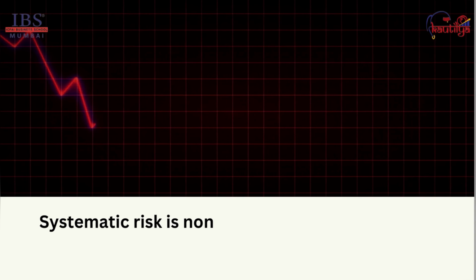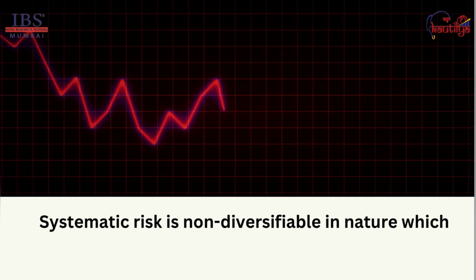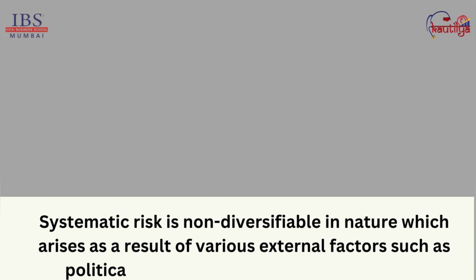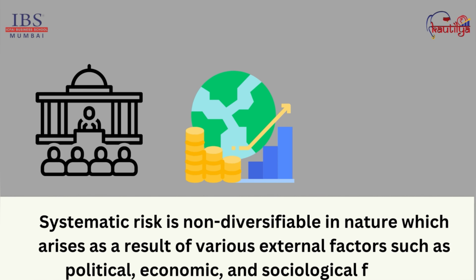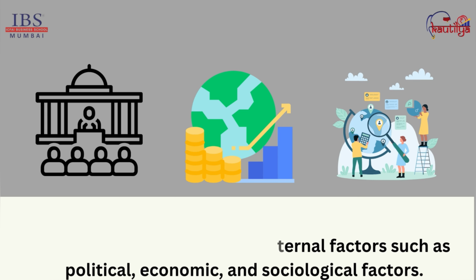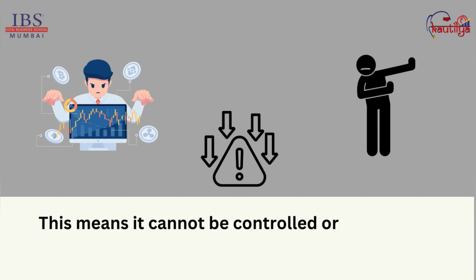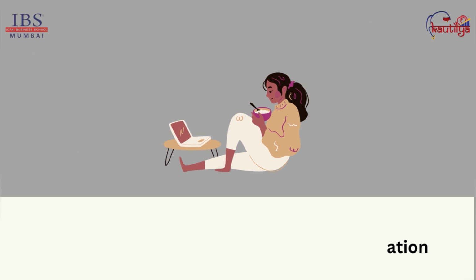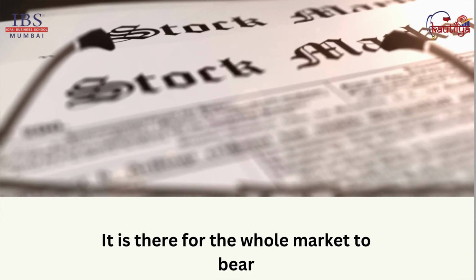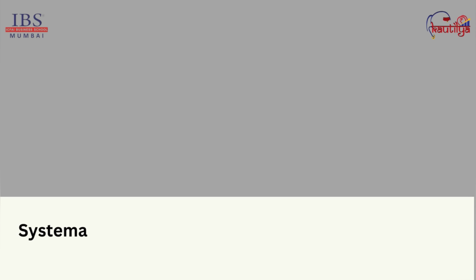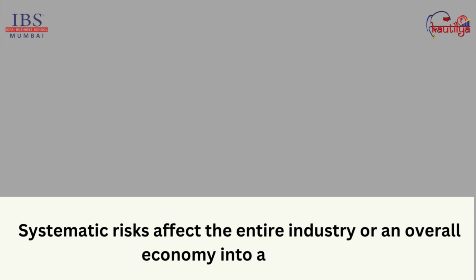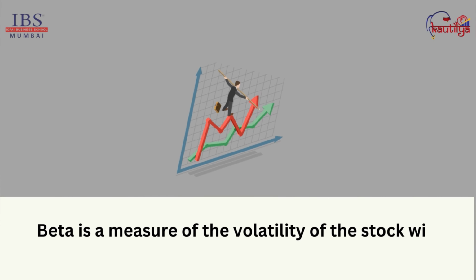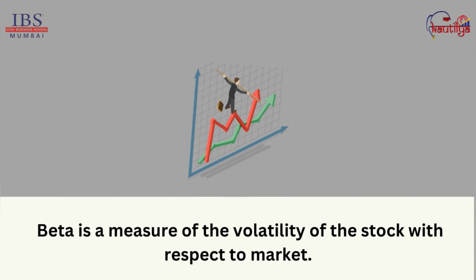Systematic risk is non-diversifiable in nature, which arises as a result of various external factors such as political, economic and sociological factors. This means it cannot be controlled or minimized or avoided by the management of an organization. It is there for the whole market to bear. Systematic risk affects the entire industry or an overall economy into distress. Beta is a measure of the volatility of a stock with respect to the market.